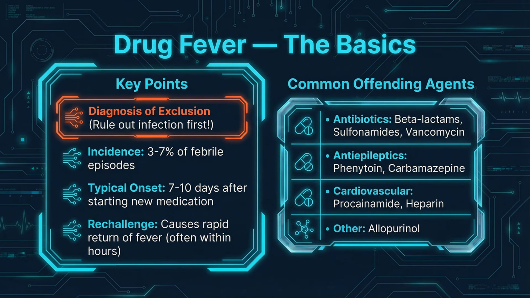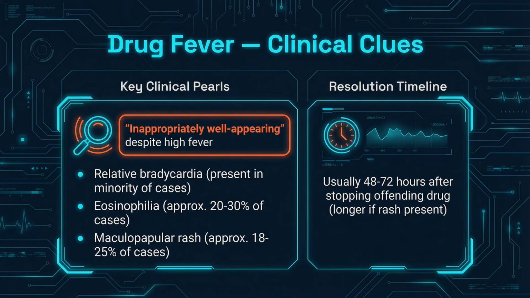Common offending agents include antibiotics like beta-lactams, sulfonamides, and vancomycin, antiepileptics such as phenytoin and carbamazepine, cardiovascular drugs like procainamide and heparin, and other medications like allopurinol. A useful diagnostic clue is that rechallenge with the offending drug typically causes a rapid return of fever, often within hours.